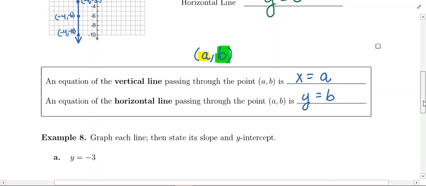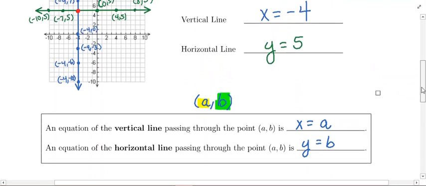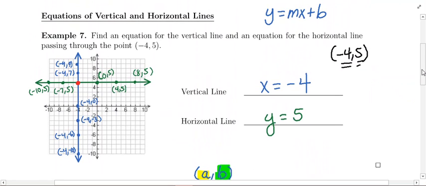So like I said, if you chose to go this route and memorize the rules, then here they are. Vertical line is going to be x equals, horizontal line is going to be y equals. But once again, I really think your best bet is to just draw out the line, look at different points on the line, and figure out what they have in common.